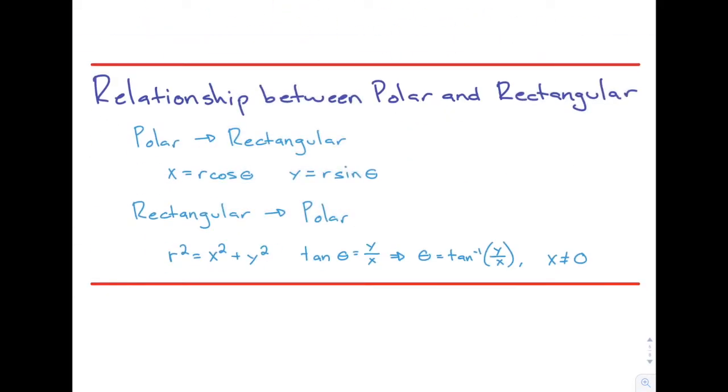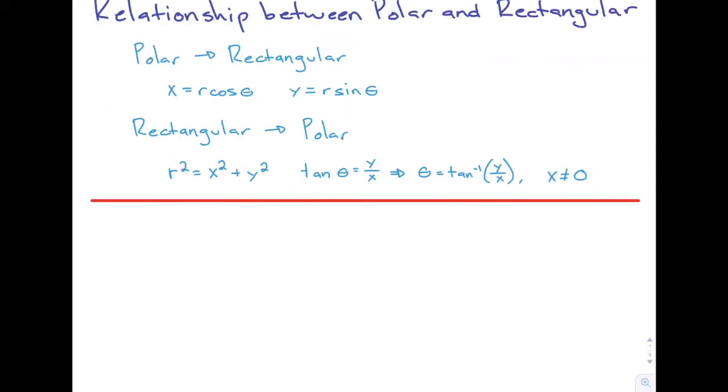So the relationship between polar and rectangular: to go from polar coordinates to rectangular coordinates, we multiply r and the cosine of the angle to get x, and r and the sine of an angle to get y. To go from rectangular to polar, we square both x and y, add them to one another, and that gives us r squared, so of course we would need to take the square root. And then to find theta, we use tangent. Of course, provided that x does not equal 0.